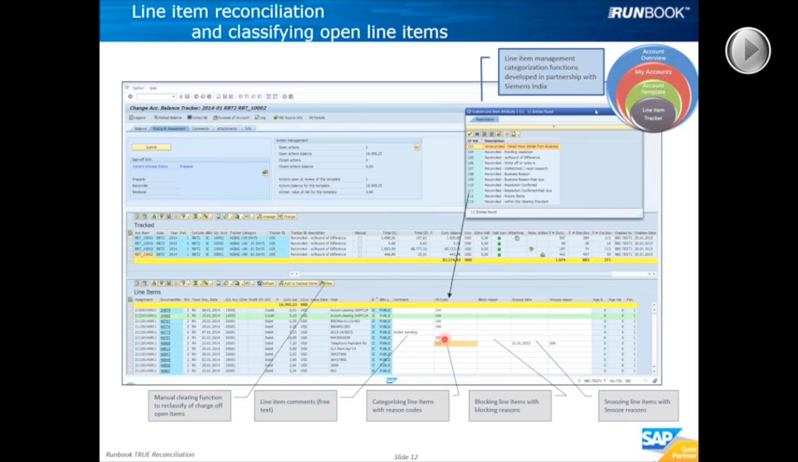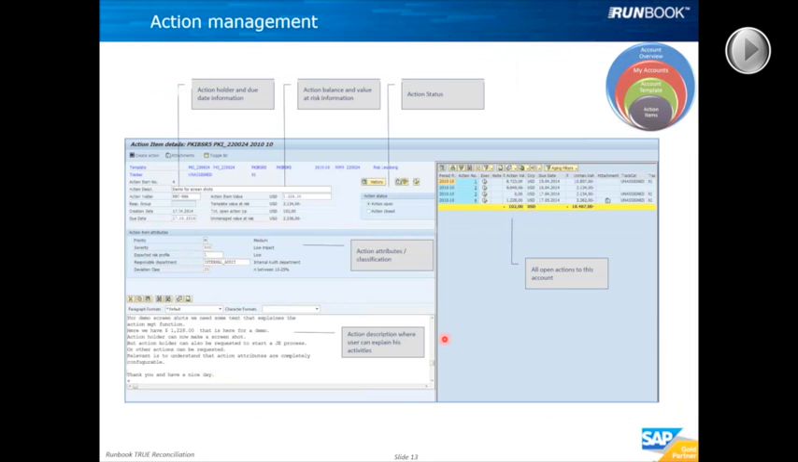With action management, so if I need to action certain things within the reconciliation process, I can create an action and I can assign that to what we call an action holder. So he then gets an email that he has to perform a certain action, and we can assign a value to that action, and we can see if the action is open or closed. And next to that, we have some specific attributes that you can assign to action items. And on the right side of the screen, you can see all the action items assigned to this template or to this account.